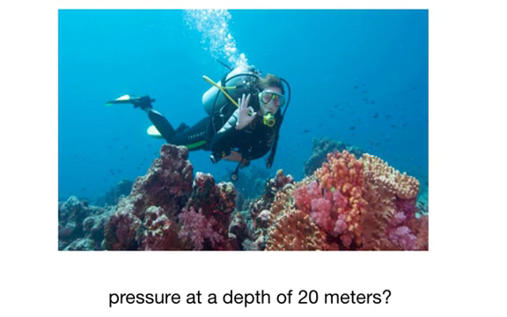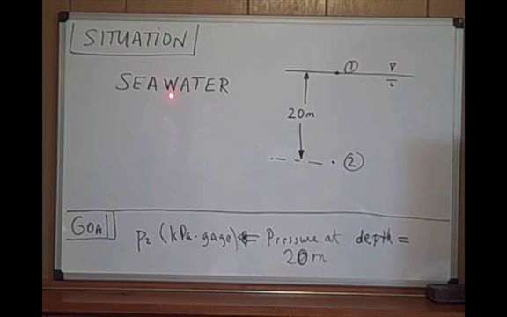Example problem. What is the pressure at a depth of 20 meters? Assume seawater because we saw coral in the photograph. Locate point 1 at the free surface, point 2 at a depth of 20 meters. Our goal is the pressure at depth 2. And we all know from our everyday experience that as we dive from 1 to 2, the pressure will increase. And this is due to the weight of the water column above us.